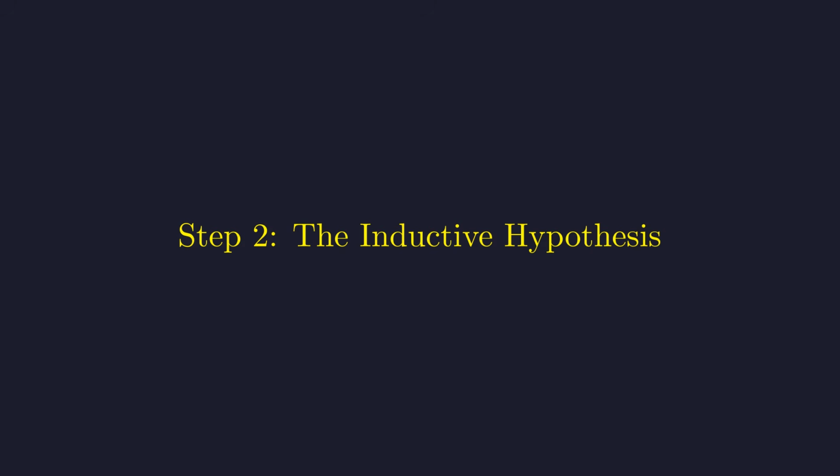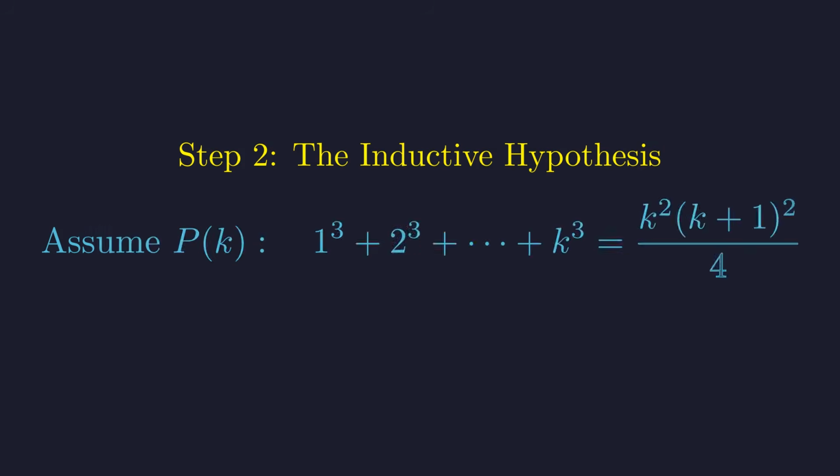Next, we make our inductive hypothesis. We assume the statement is true for some arbitrary positive integer, which we'll call k. This assumption is the critical rung on our ladder, the one from which we'll attempt to climb to the next.